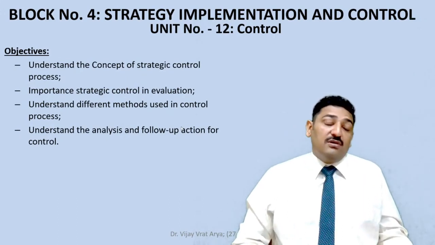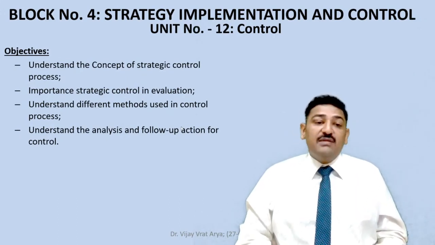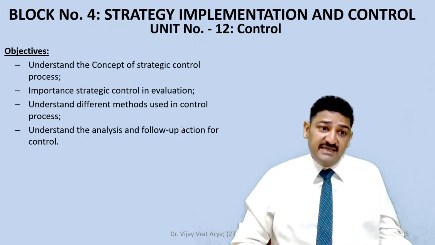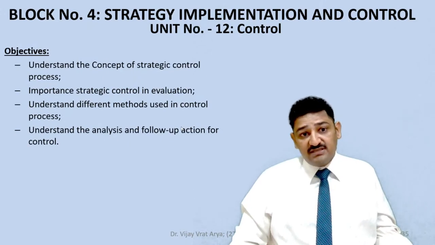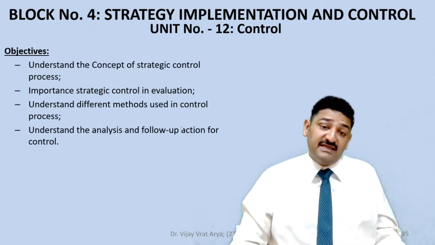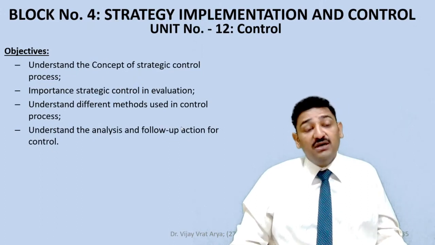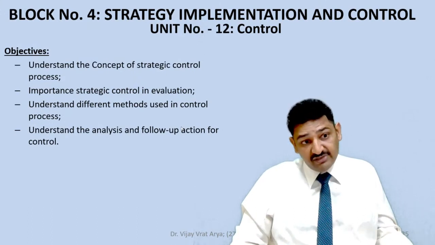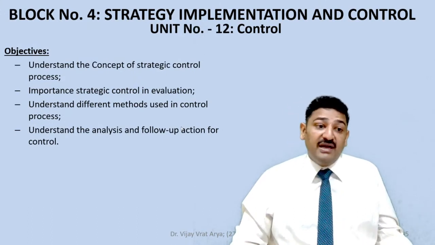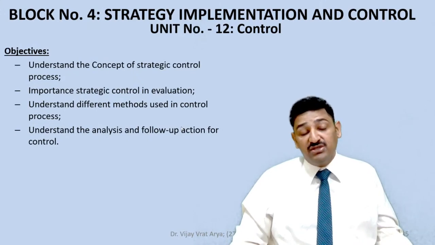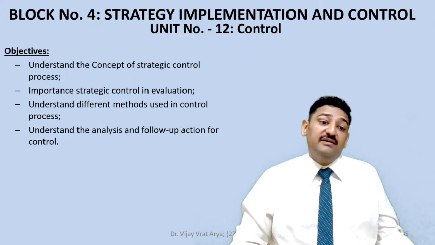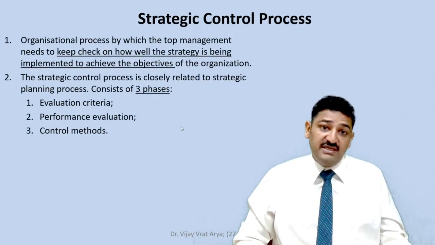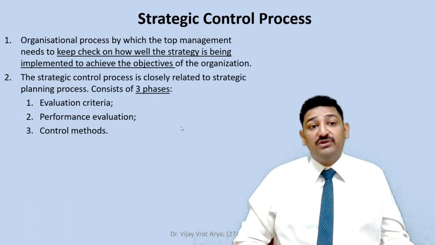So we are now discussing the control chapter, that is unit number 12. In this case, the objective of this unit is to understand the concept of the strategic control process and the importance of strategic control in terms of evaluation, also by understanding the different methods used in the control process and the follow-up action for these controls. So let's first understand the concept of a strategic control process.